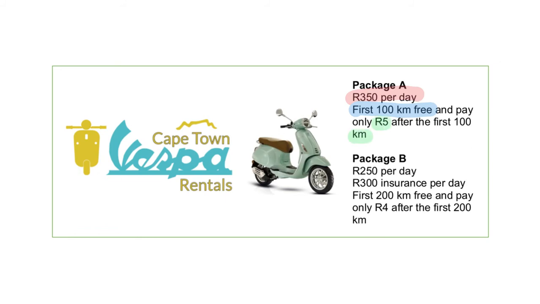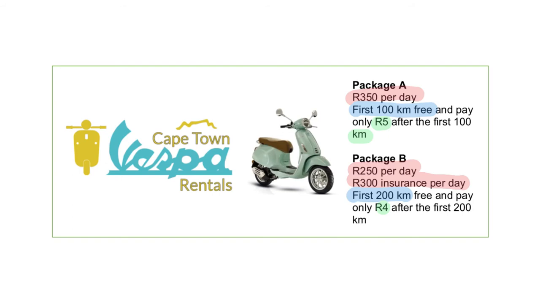On package B, it's 250 Rand per day, as well as 300 Rand insurance per day, but now you get 200 kilometers free, and it is 4 Rand for every kilometer. So that is a lot of information. How are we going to find out which package is better? What do you think it depends on? Well, obviously how far you are going to drive.